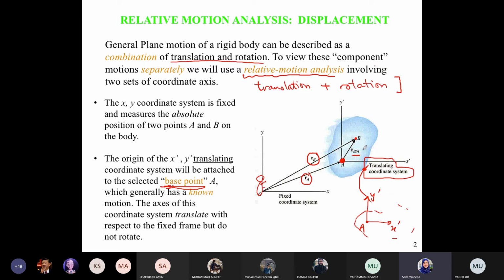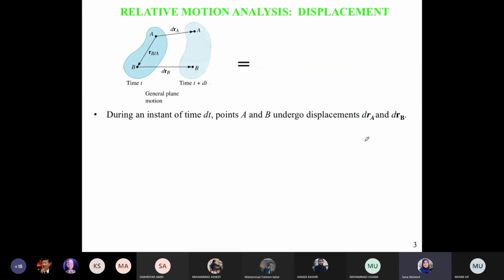Okay, so now that we've set up these two things, a fixed coordinate system and a translating coordinate system, let's look at the general planar motion of that rigid body. Consider that the rigid body at this time was initially like this, and then it moves because of both translation and rotation to a new position right here.